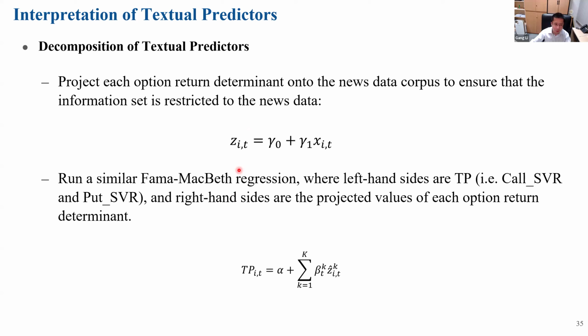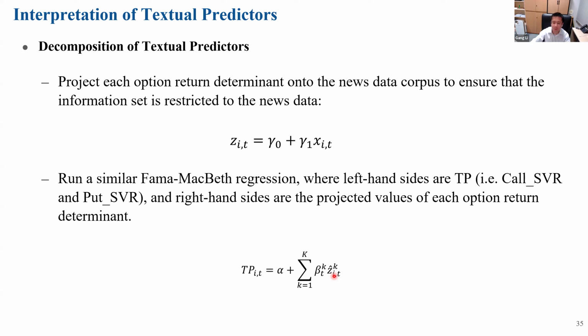The first step is that we use the SVR to fit the models, like what we did for the word overlap analysis. Then based on the models for each option return determinant, we construct a fitted value, Z_it hat, so that we align the information set for each option return determinant to the news media only, making it comparable to our SVR. So we do not directly compare the correlations between SVR and those covariates, but we first project all of them to the news media information set.